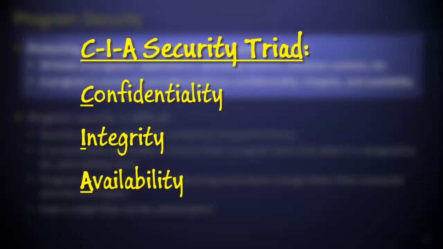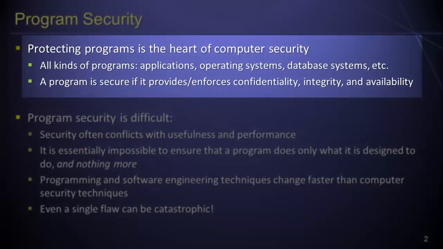Earlier in our series of lessons on information privacy and security, I introduced the concept of the CIA security triad, that is, confidentiality, integrity, and availability. Note that in the context of software program security, a software program can be considered secure if it enforces or provides for these three elements of the security triad.